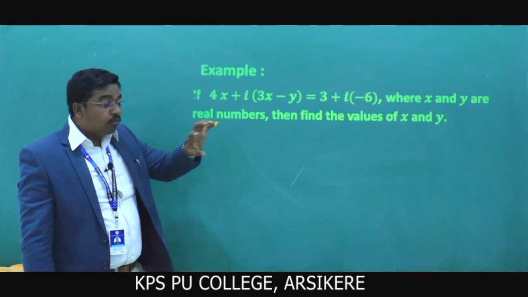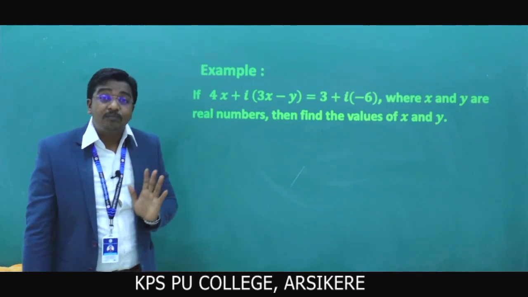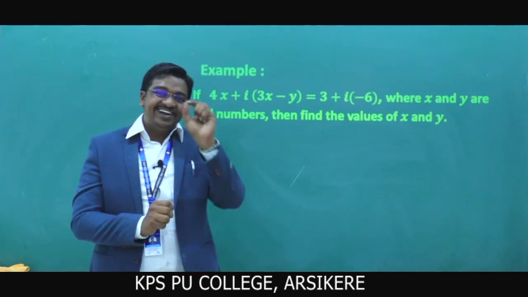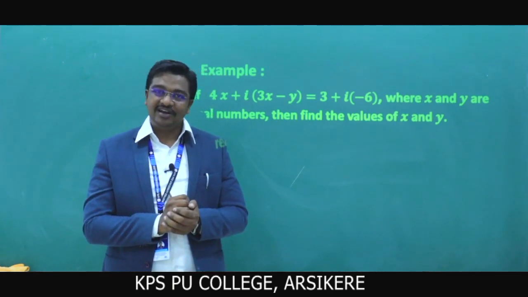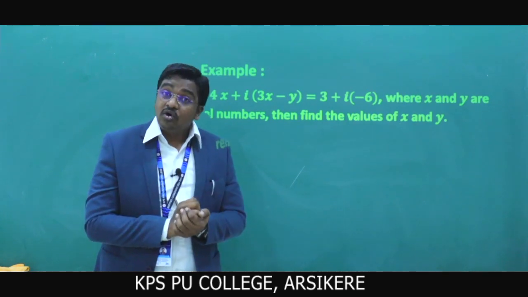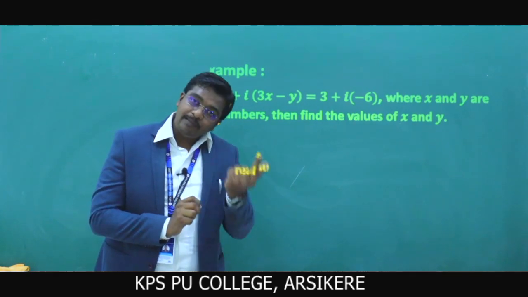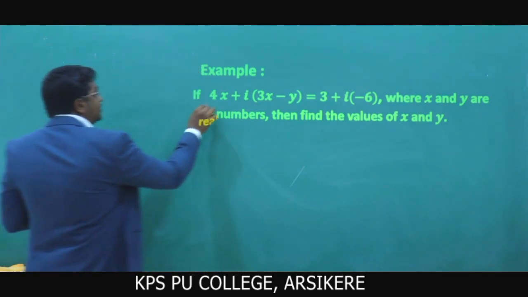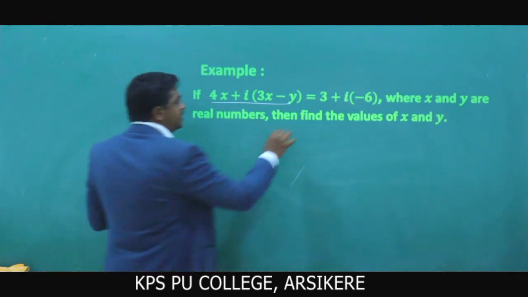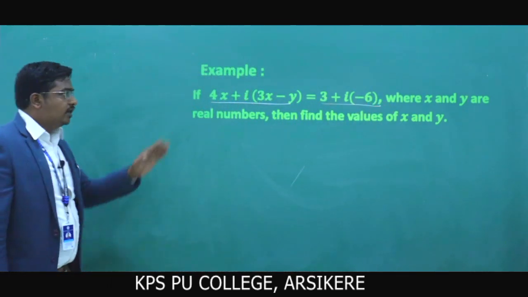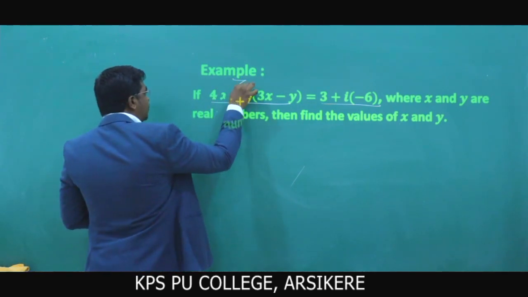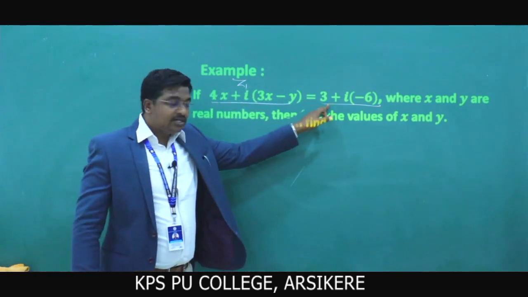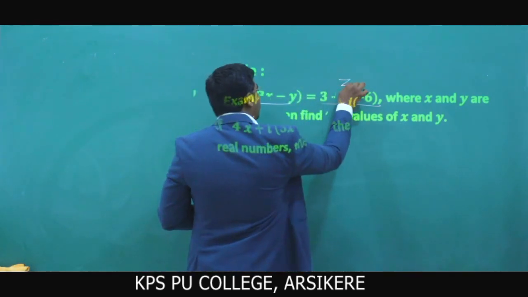Just observe here, in both the left hand side as well as the right hand side we have a complex number. When two complex numbers are equal, corresponding real and imaginary parts are equal, right? We have discussed this. So I'll consider this as z1 and this as z2. If I take this as z1, what is the real part? Very good, 4x is the real part, and in z2, 3 is the real part.